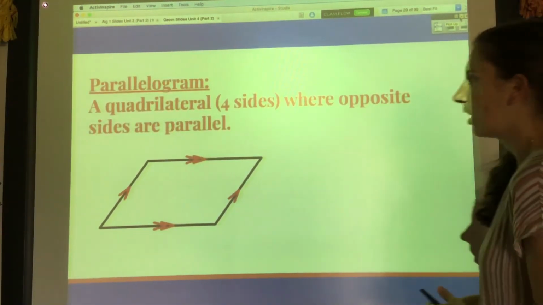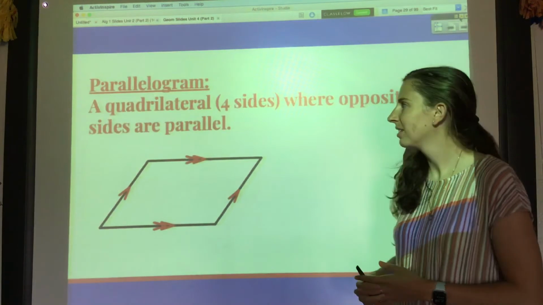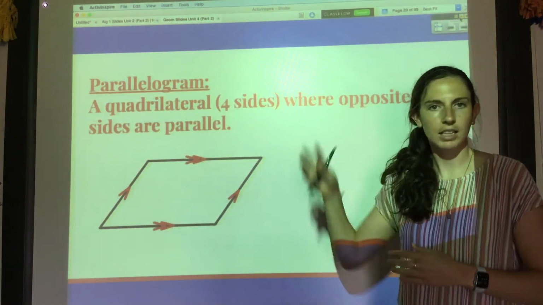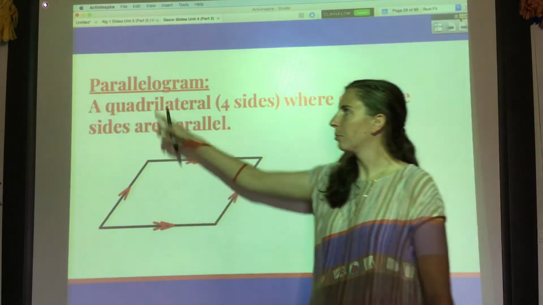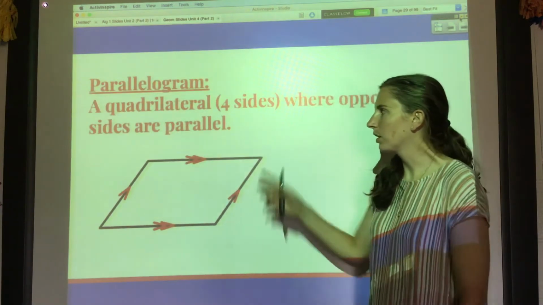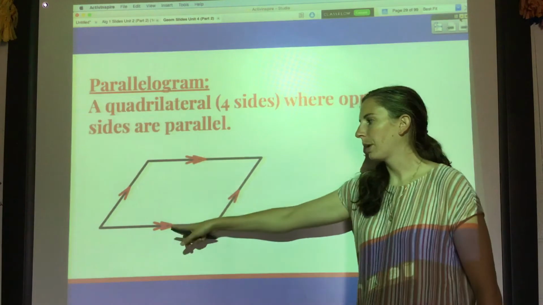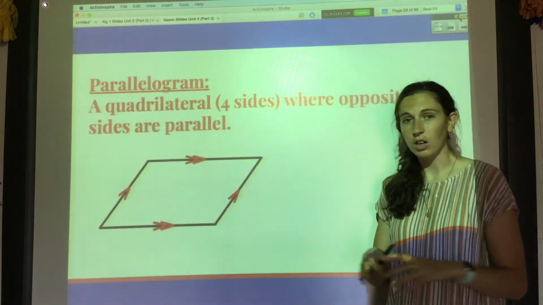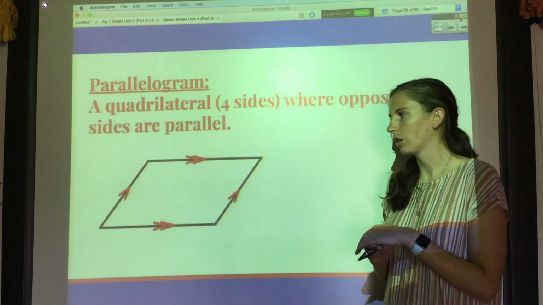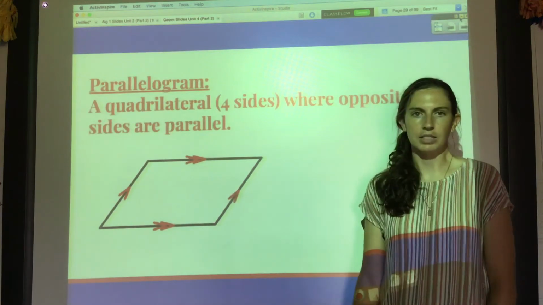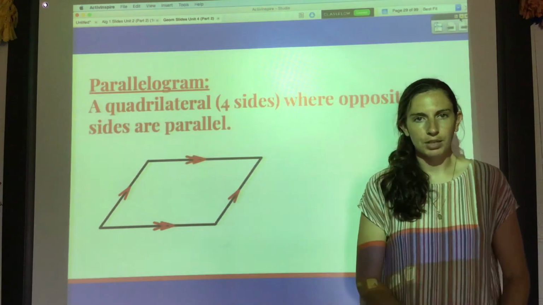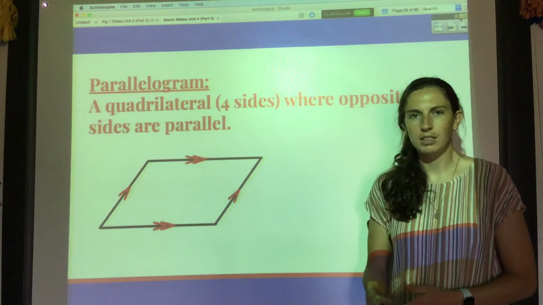So in this video, we're talking about parallelograms. Parallelograms are exactly what they sound like in the name. They have parallel sides. It's a quadrilateral, so 4 sides, where these opposite sides are parallel. So by definition, that's all a parallelogram is, just a quadrilateral with parallel sides. A lot of cool properties come about though because of this.